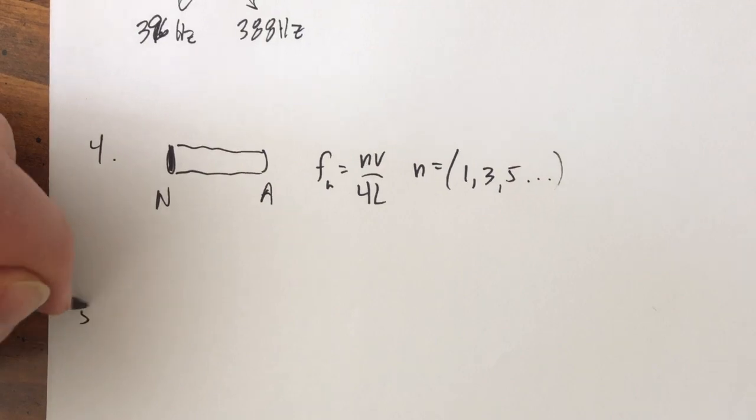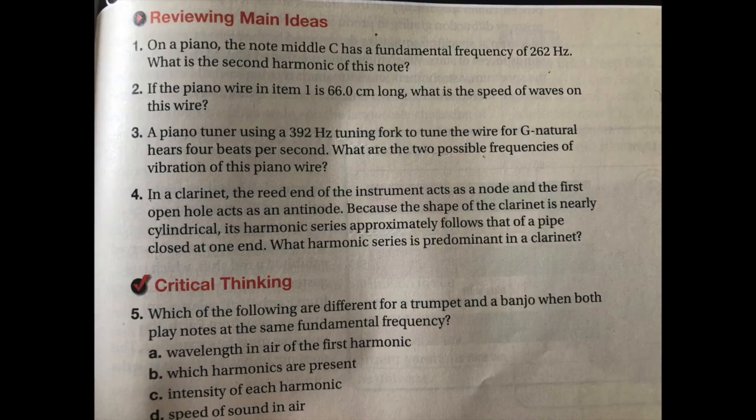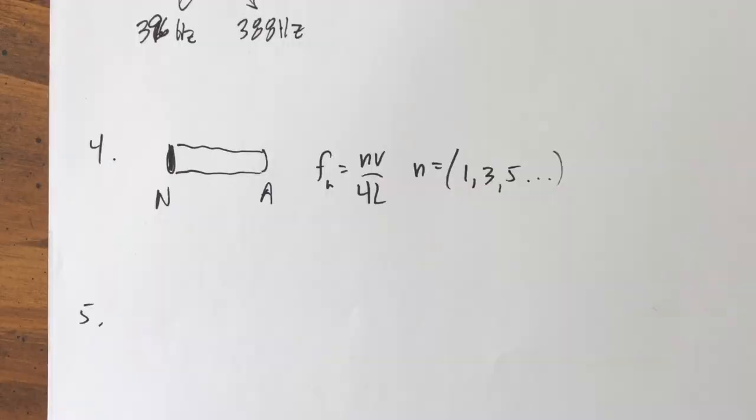It's the odds. And finally, number 5, which of the following are different for a trumpet and a banjo when playing notes at the same fundamental frequency? And it asks you about wavelength, harmonics, intensity of harmonics, and speed of sound in air. I'm going to let you take a look at that one. Of course, you can see it on the key as well. All right. Stay safe.